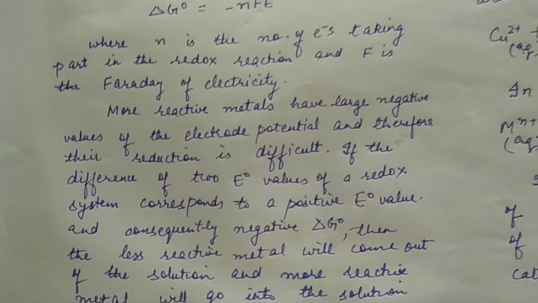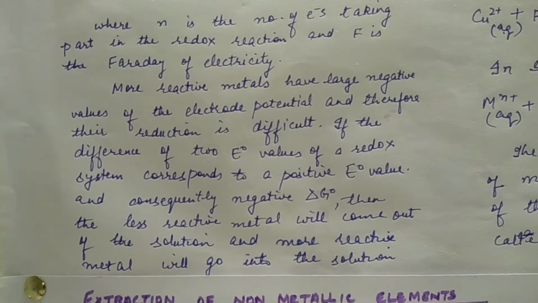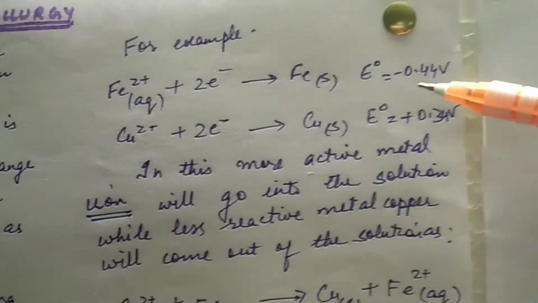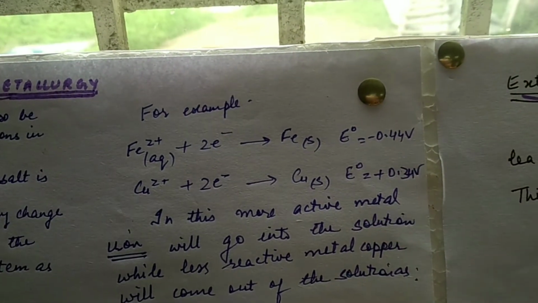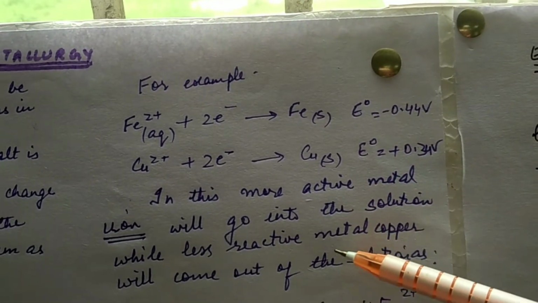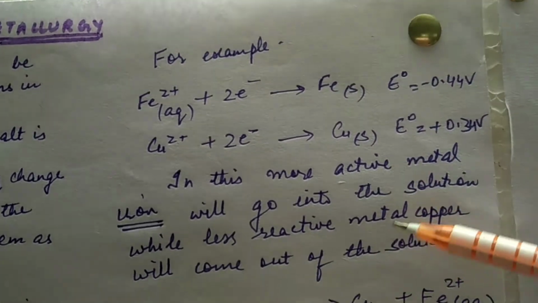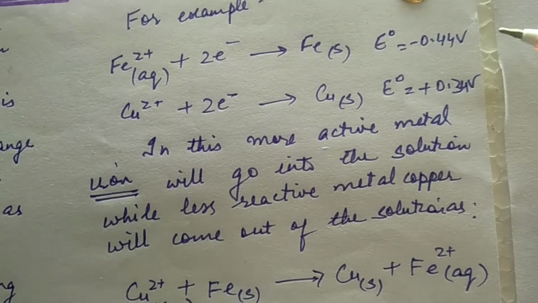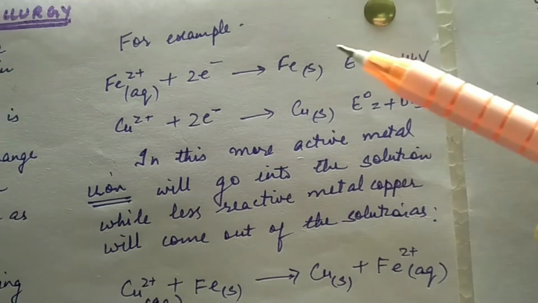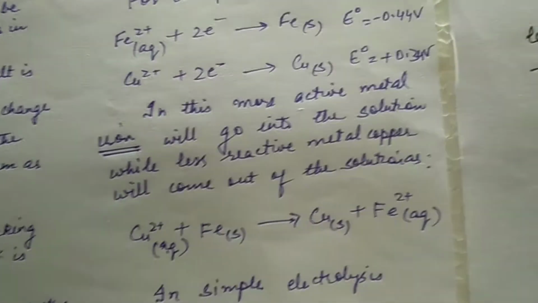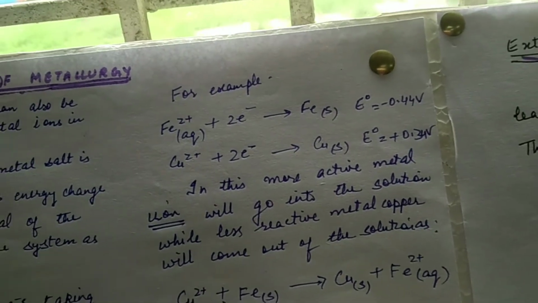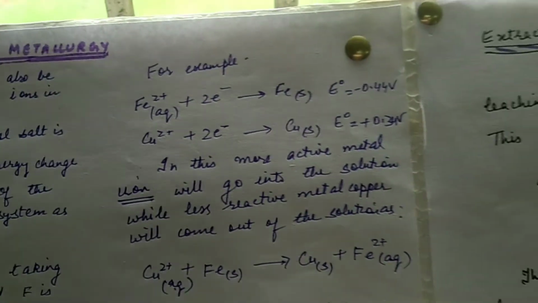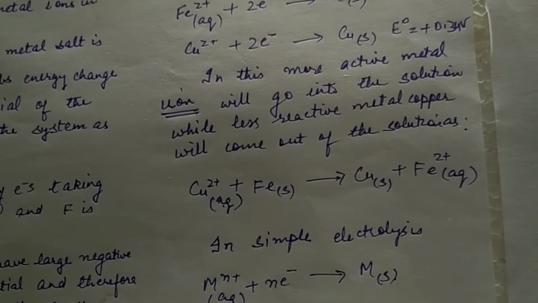More reactive metals have larger negative values of electrode potential and therefore their reduction is difficult. But if the electrode potential values of two half reactions of a redox system are subtracted to form a net positive E0 value, and as a result a negative free energy change value, in that case the lesser reactive metal will come out of the solution, whereas the more reactive metal will go into the solution and the reaction will be carried out.